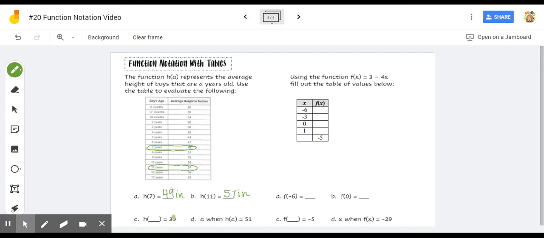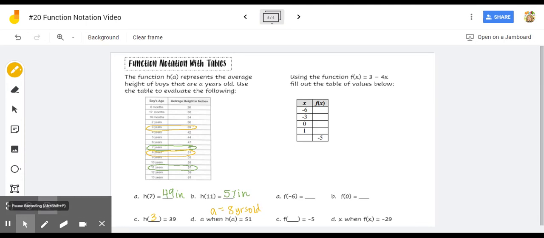Now let's look at part C. If my average height is 39 inches, then how old would the young man be? According to our table, our output is 39, so our input has to be 3 years old. All right, and then what is the age of a young man when he can be 51 inches tall? According to our table, we'll go to our outputs of 51, and it looks like a is going to have to be 8 years old.